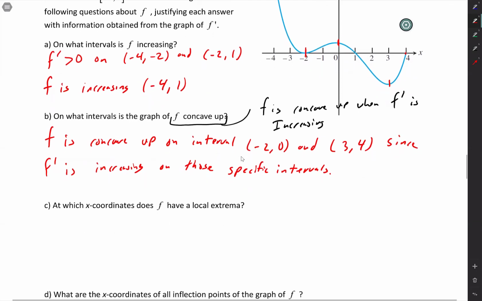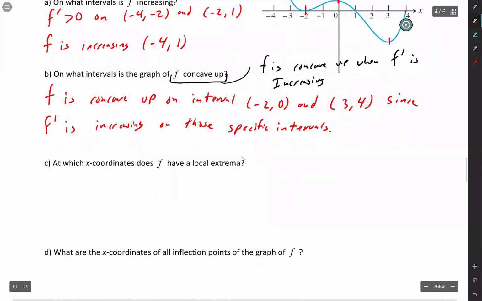Are we still okay, guys? All right. At which x coordinate does f have a local extrema?